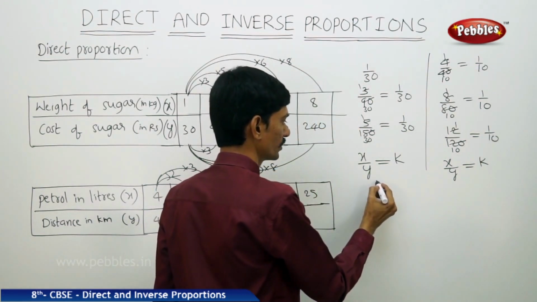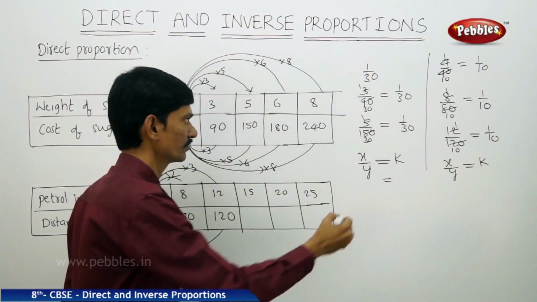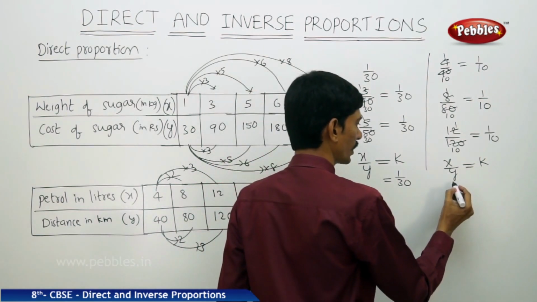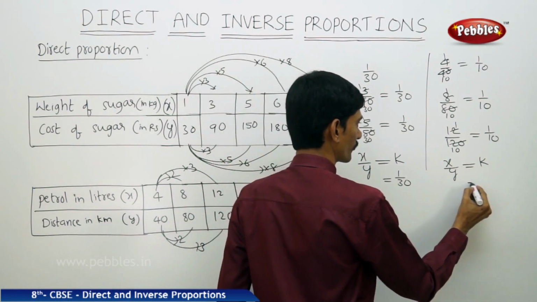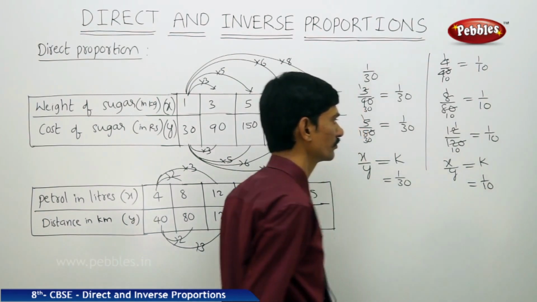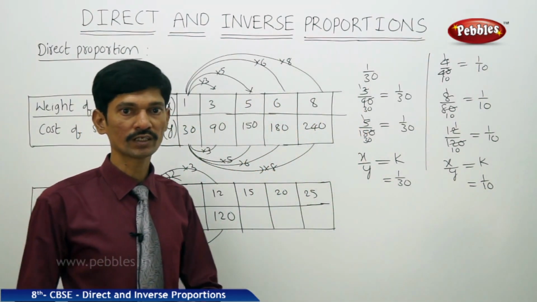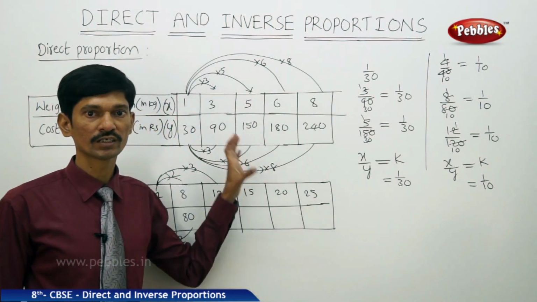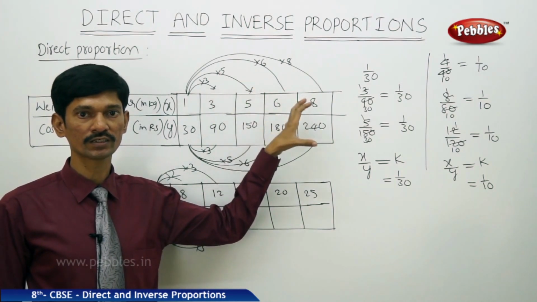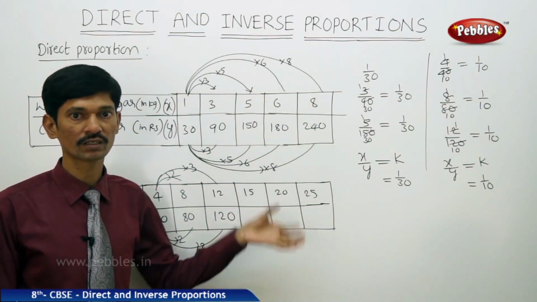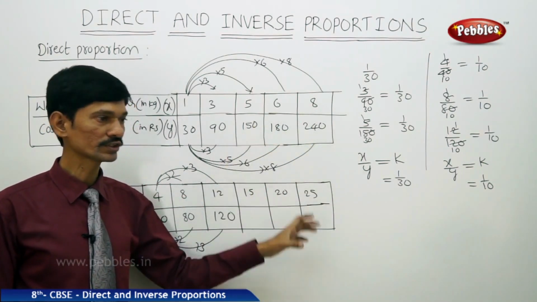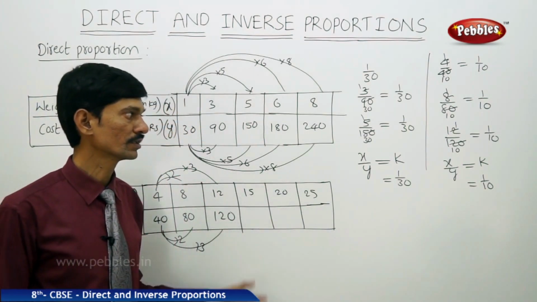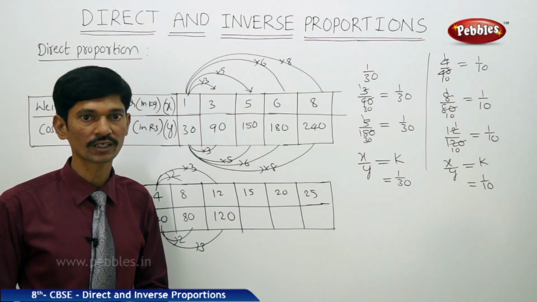So in the first case, that constant ratio is 1 by 30, meaning the k value is 1 by 30, and in the second case the constant ratio equals 1 by 10, meaning the k value is 1 by 10. So if two quantities are in a variation such that if one quantity increases, the other quantity also increases, and if one quantity decreases, then the other quantity also decreases, in such a way that the ratio between the two quantities remains a constant, then the two quantities are said to be in direct proportion.